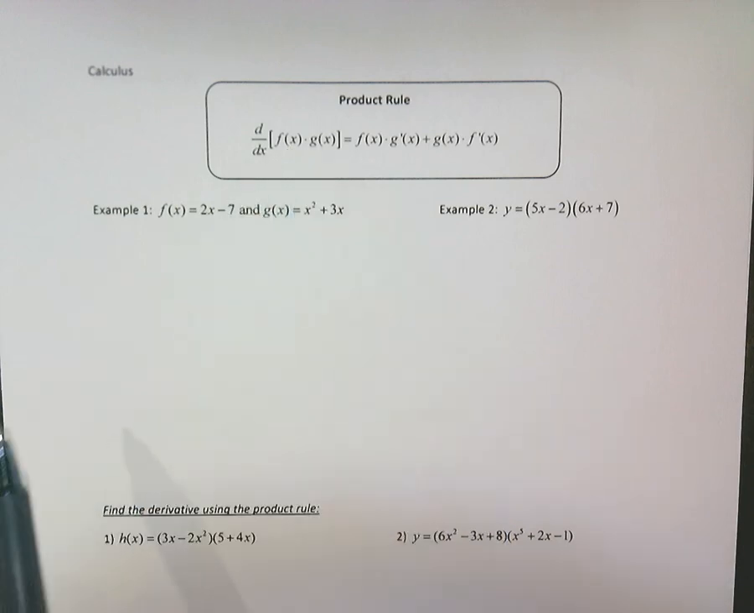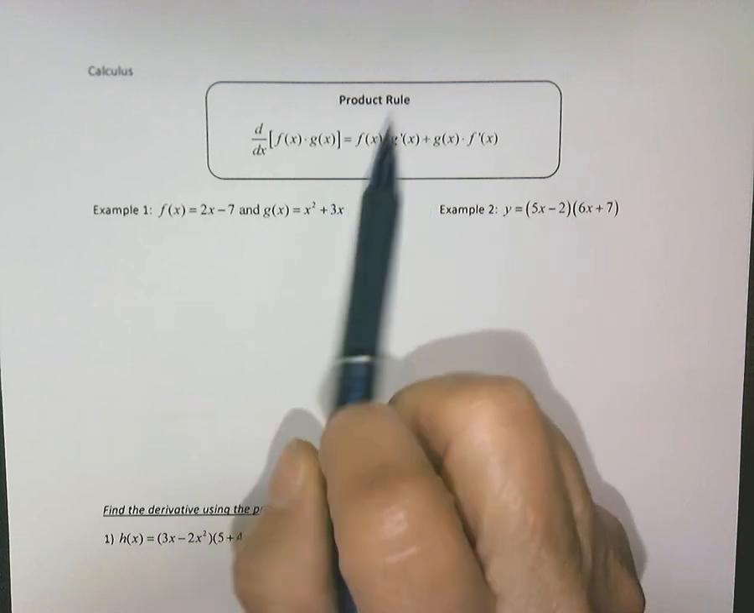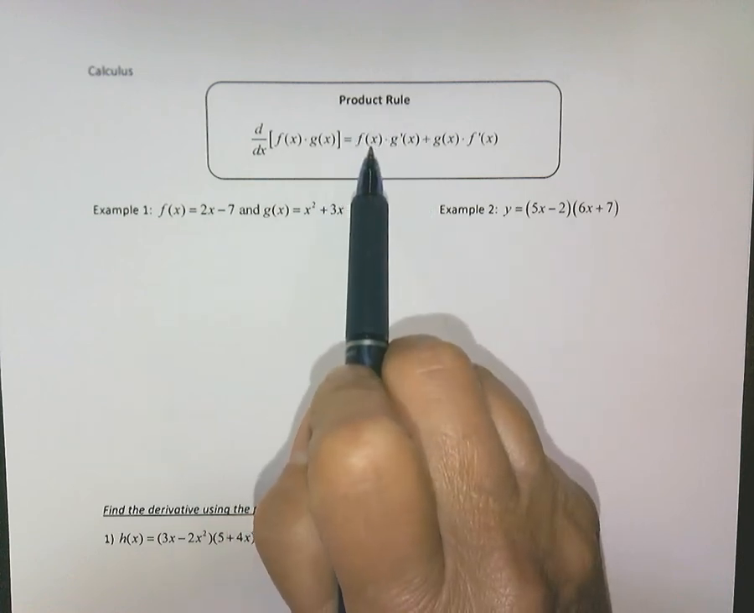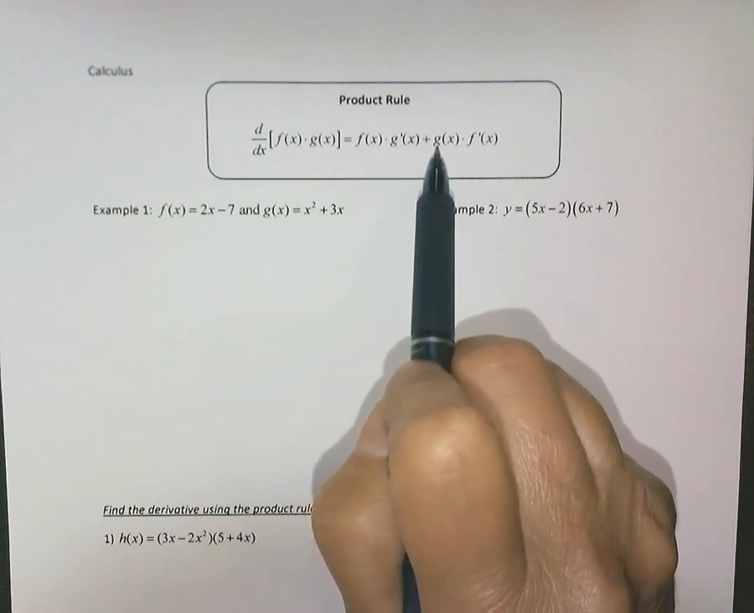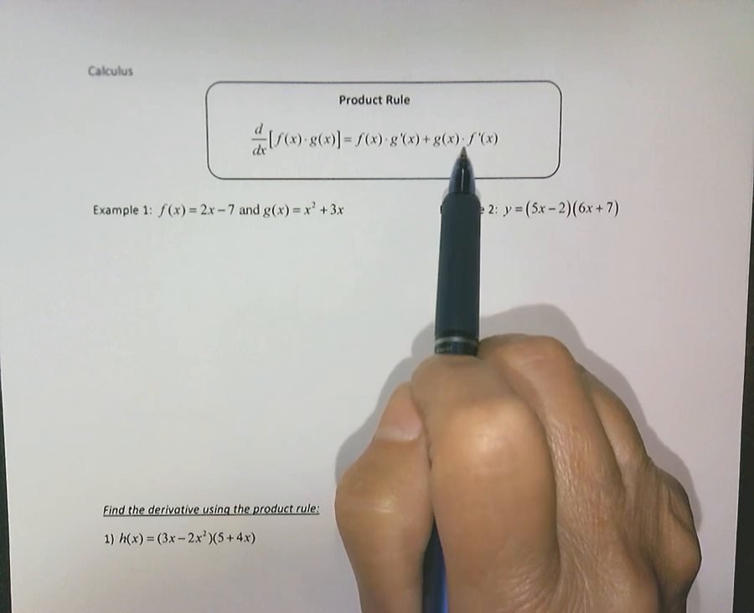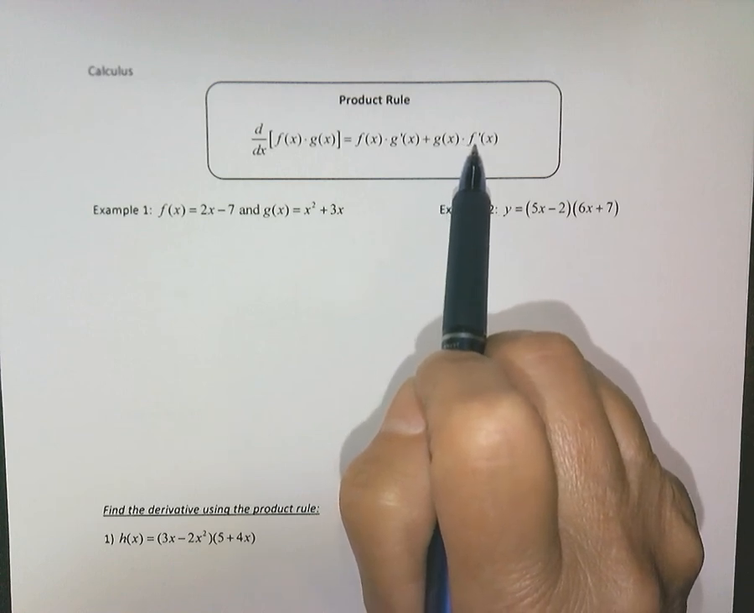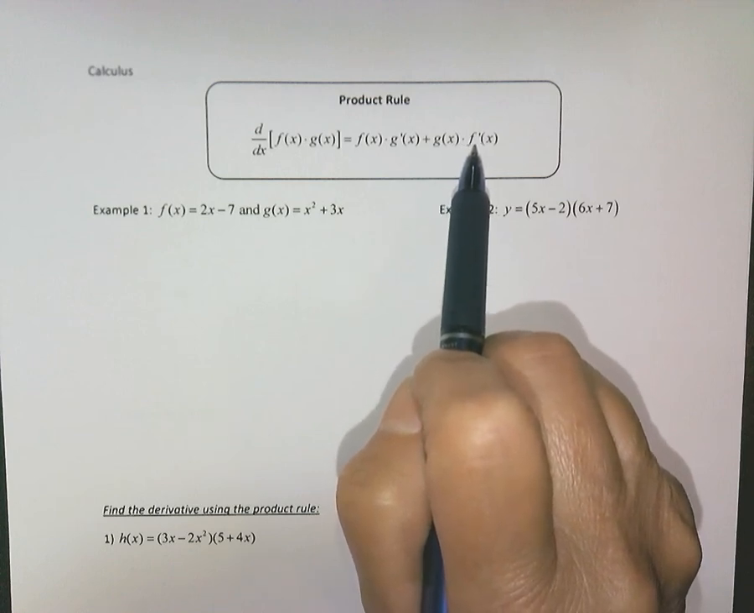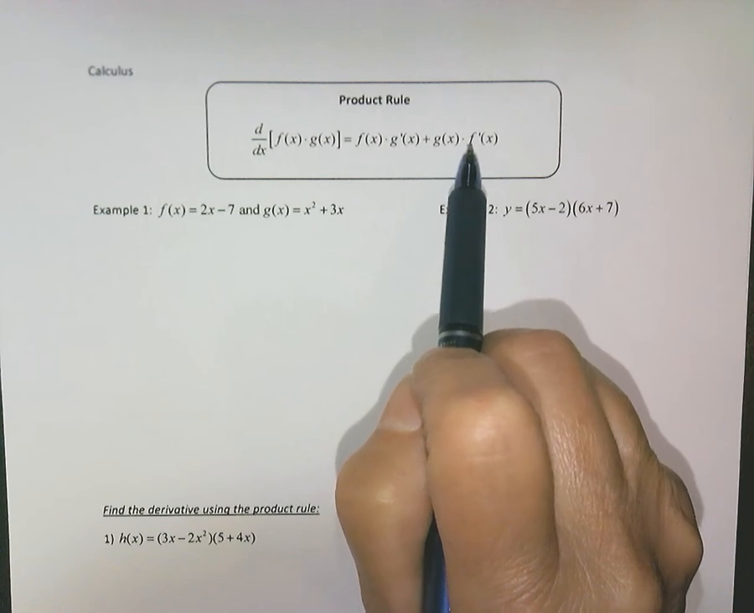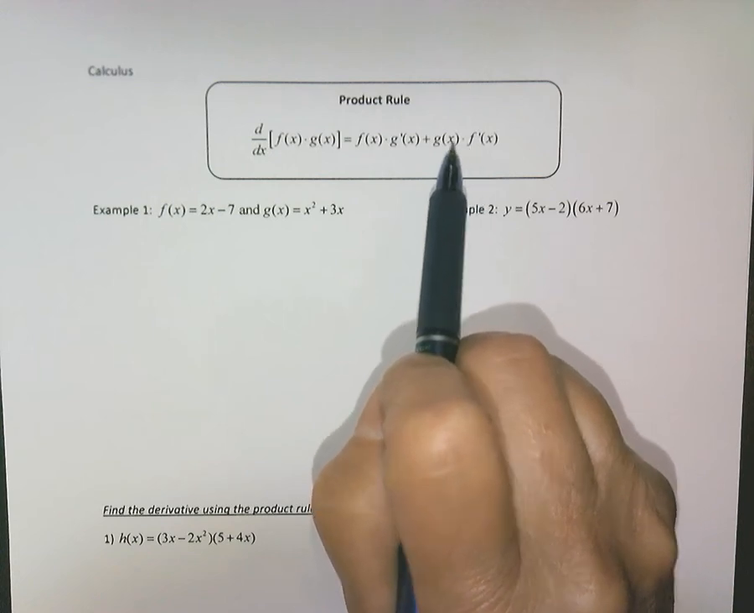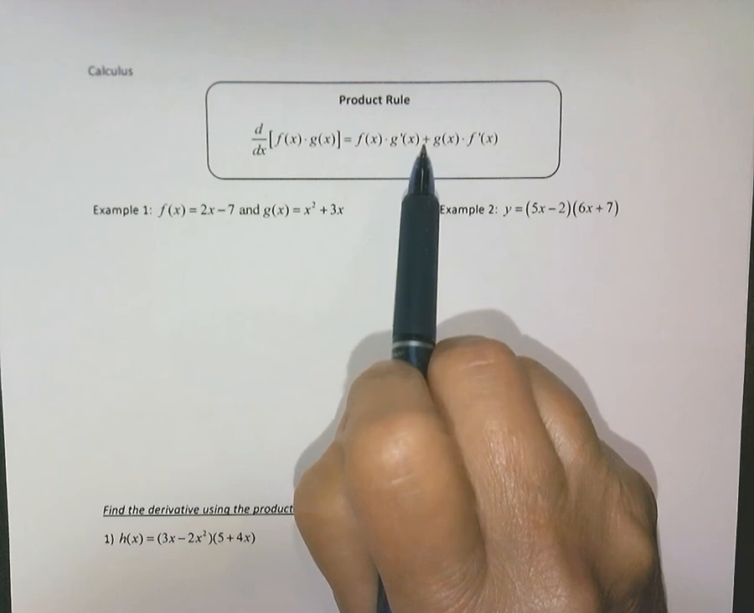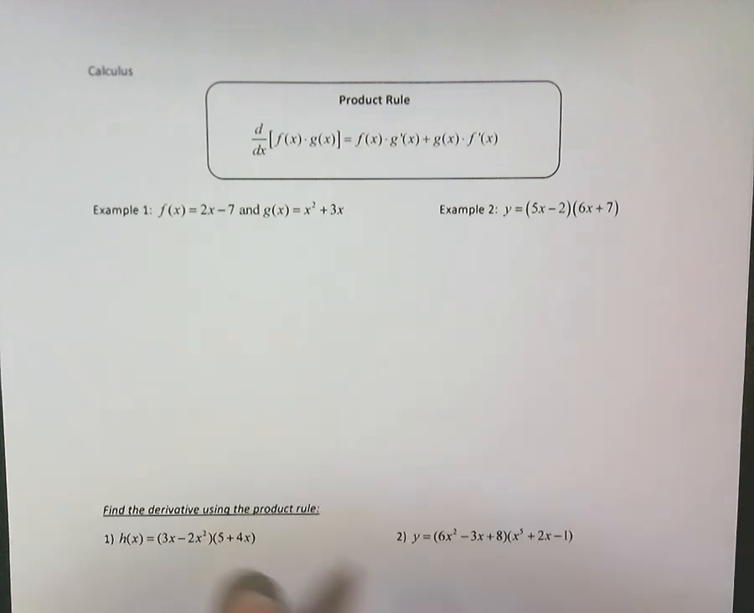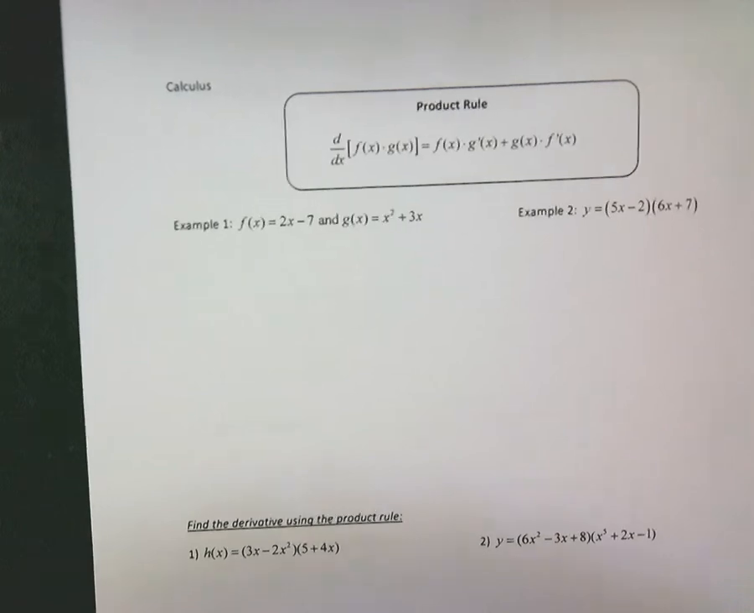of x. This is going to equal the first function, so f of x multiplied by the derivative of g of x, plus the function g of x multiplied by the derivative of the first function, f prime of x. It doesn't matter the order that you multiply these in because this is addition, but this is just what has always been done and what I tend to do.